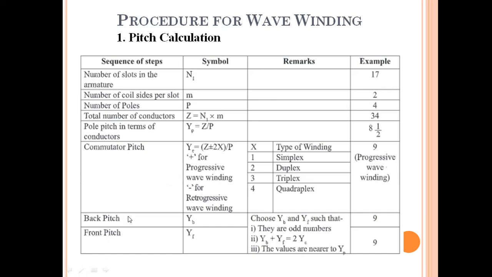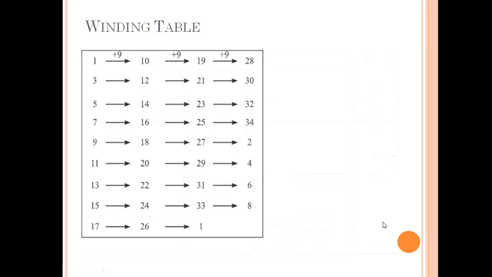The last step is to calculate the back pitch and front pitch, YB and YF. Remember that the values of back pitch and front pitch should be odd numbers. We have one more equation, YB plus YF equals 2YC, and the values are nearer to YP. It means the values of both YB and YF should be nearer to your pole pitch. Almost, YB equals YF equals YC. Clear? So the value of YB and YF is 9.